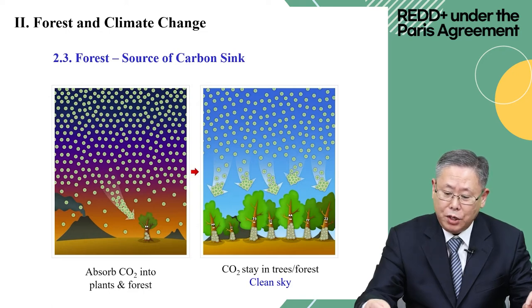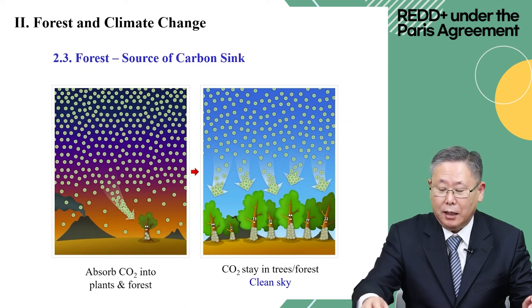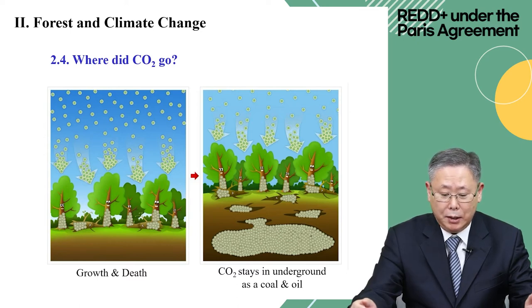While trees are growing, a forest growing, carbon dioxide accumulated in their bodies through carbon dioxide assimilation and lowers the concentration of carbon dioxide in the atmosphere. And what happened? Then we have the clean sky, blue clean sky. So where did this CO2 go? See, trees grow, forests grow, but eventually they are dying.